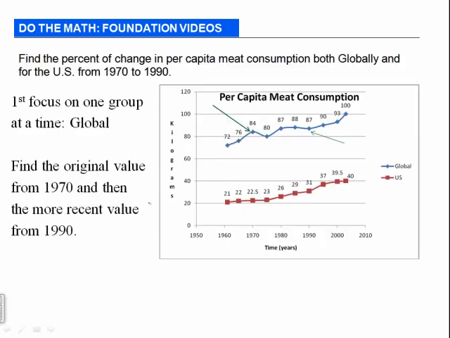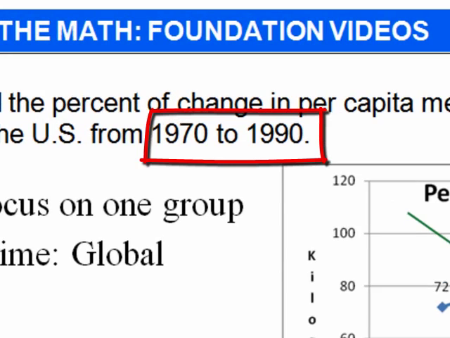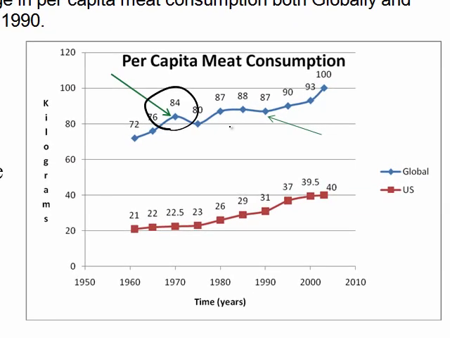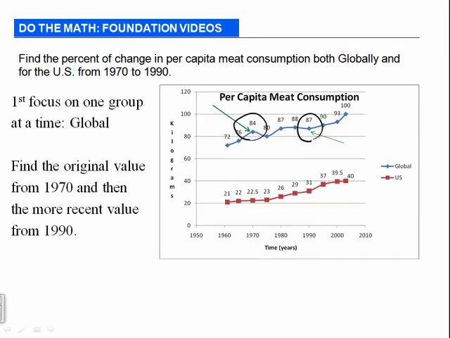Now, recall that the question is to find the percent of change in per capita meat consumption both globally and in the U.S. from 1970 to 1990. And so you'll notice that I've highlighted here 1970 and 1990, and you can find the values for them. We're going to do the global one first, and then we'll do the next one.